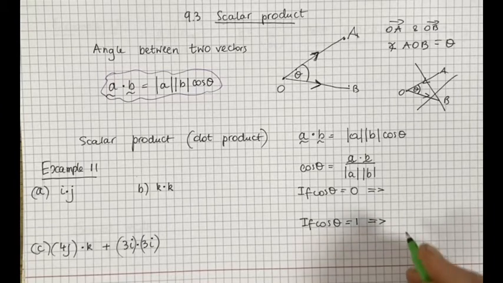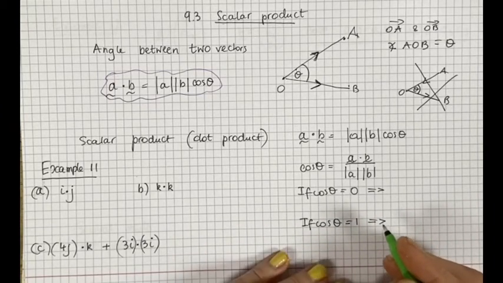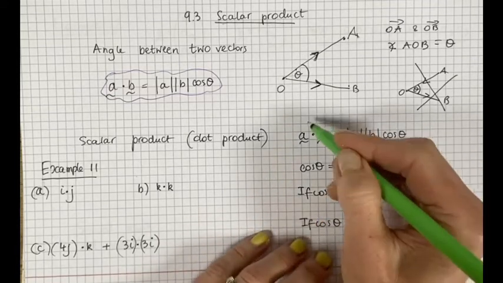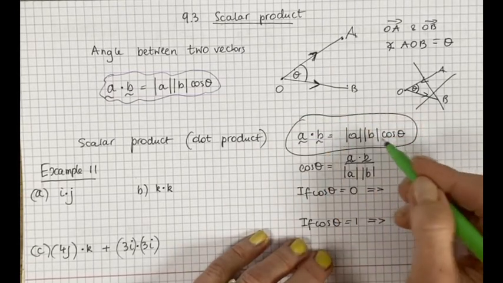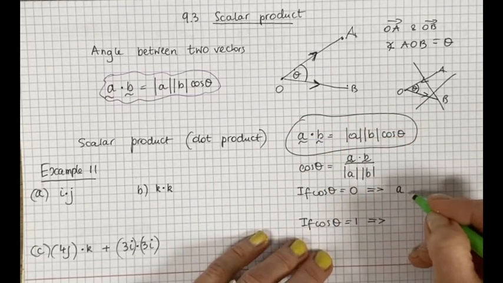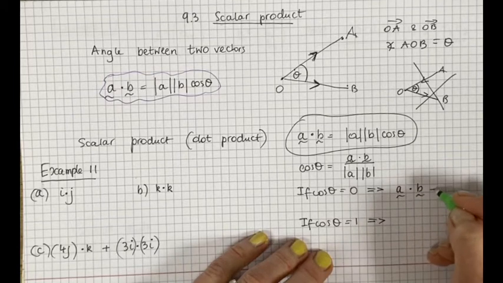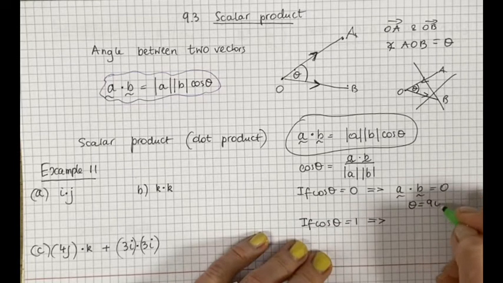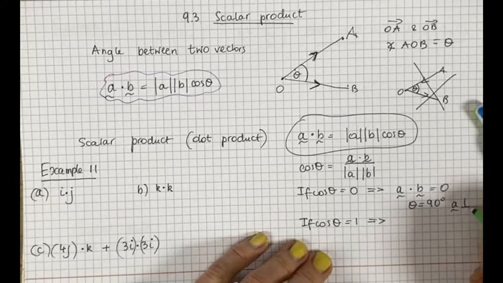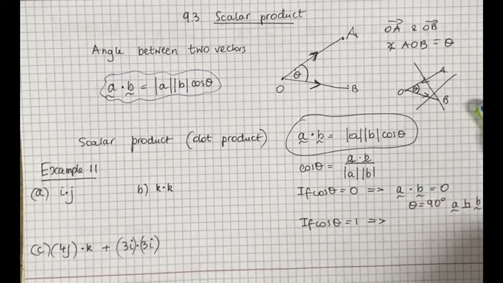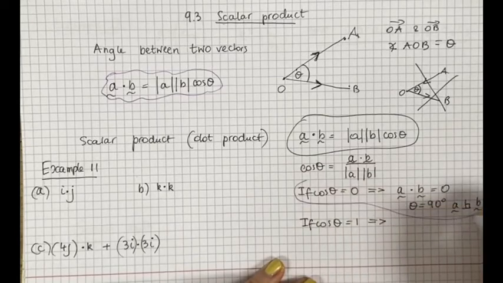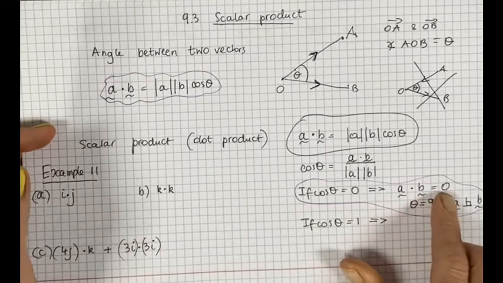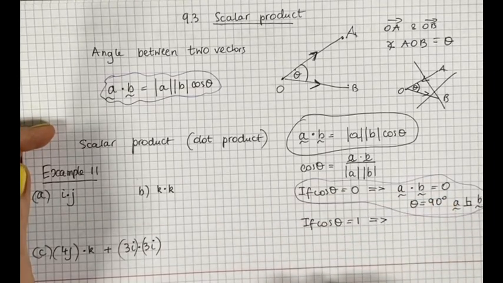Now, there are two cases which are really important and help you with lots of applications. On the special occasion where cos theta is equal to 0, if you think about this definition, you'll get A dot B equal to 0. But cos theta is equal to 0 when theta is equal to 90 degrees. So that means A must be perpendicular to B. In the situation where the two vectors are perpendicular, A dot B needs to be equal to 0.